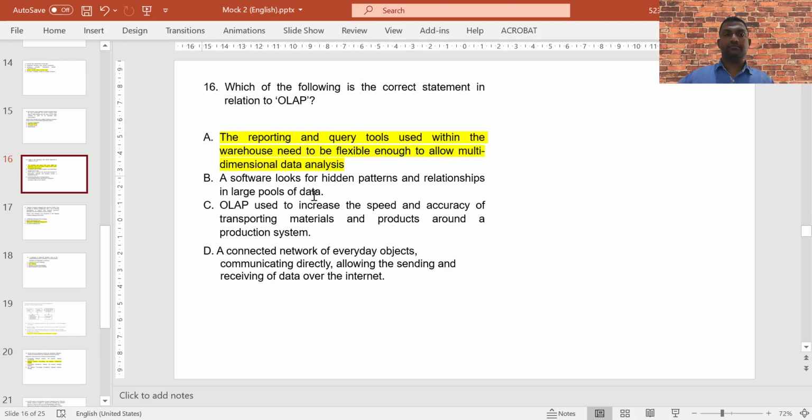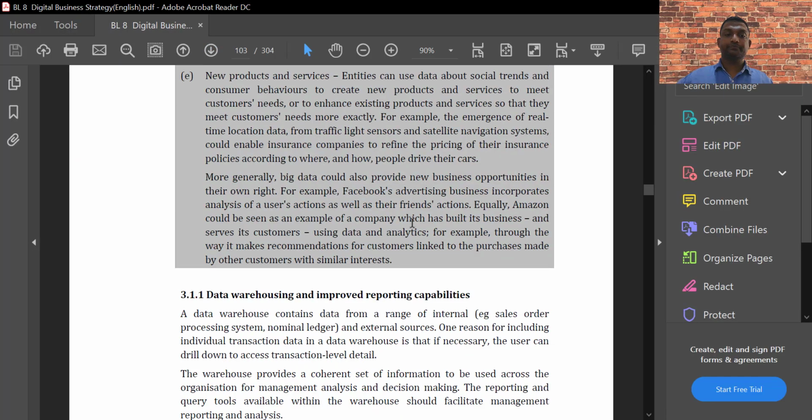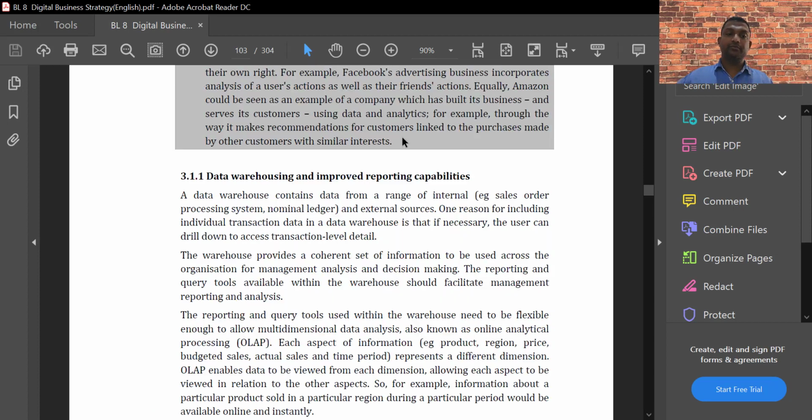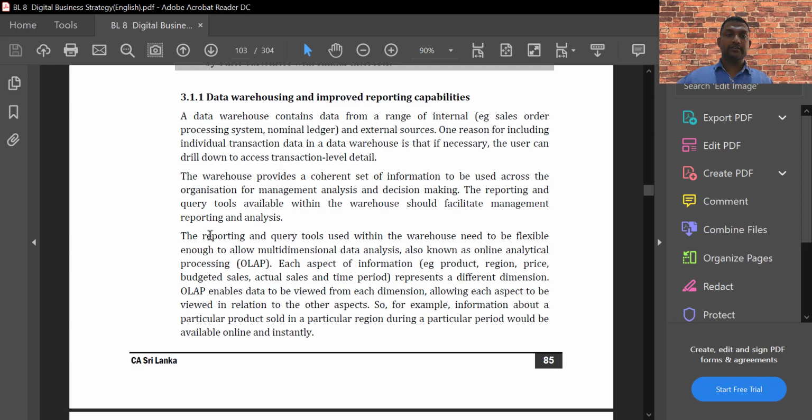Question number 16. Which of the following is the correct statement in relation to OLAP? Online Analytical Processing, OLAP. So let's look at how this is explained in the textbook. This is explained under data warehousing and improved reporting capabilities in chapter 4 itself. So it says here that reporting and query tools used within the warehouse need to be flexible enough to allow multidimensional data analysis, also known as online analytical processing.